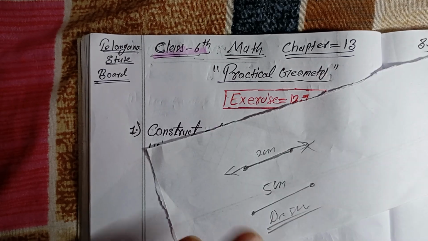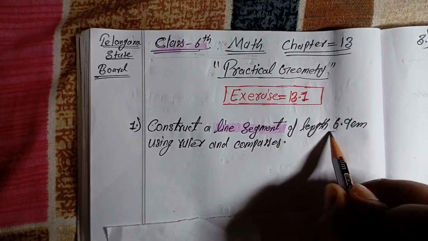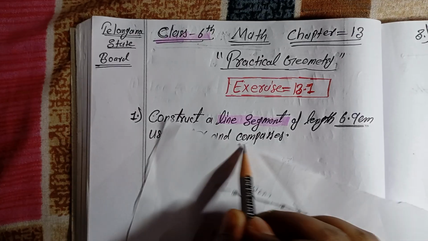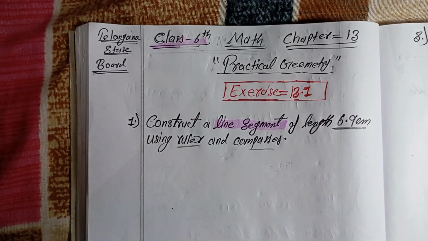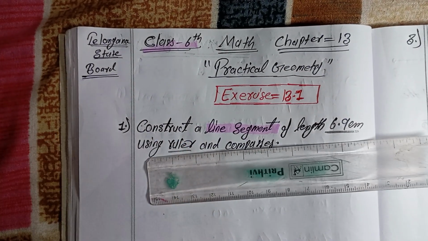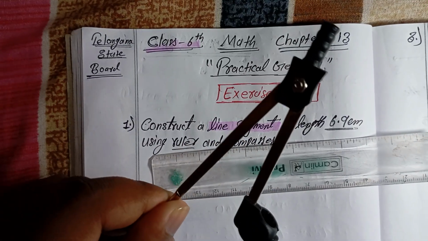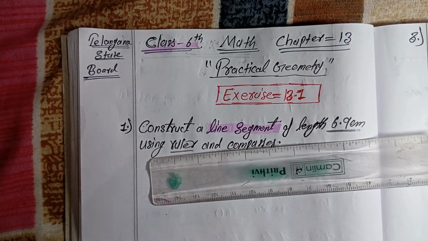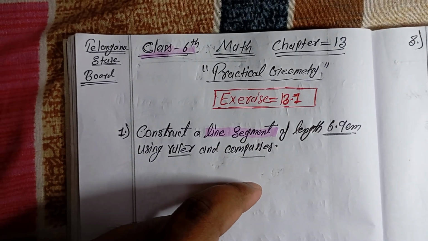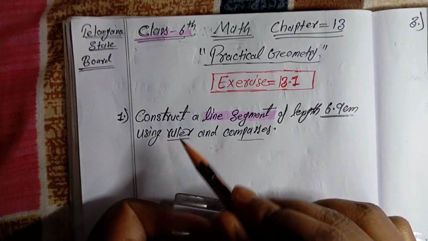Right, now the question says we have to create a line segment of exactly 6.9 centimeter only. You can use the ruler or the compass. So I have both of these: this is a ruler, the scale you can say, and this is a compass. First I will use this scale to draw the 6.9 centimeter line. How can I draw? This is very easy. You can do it with the compass and ruler both.